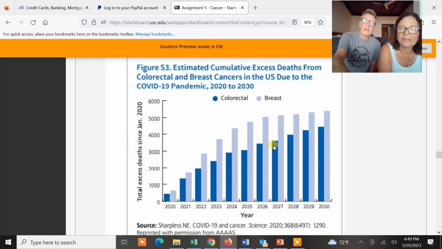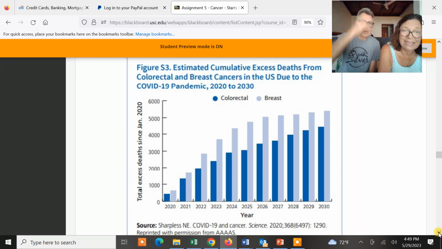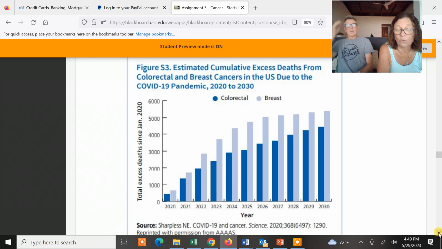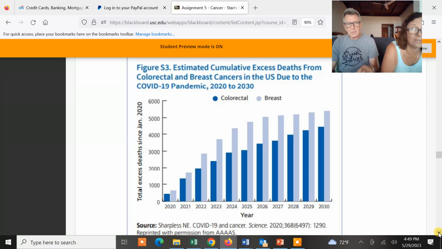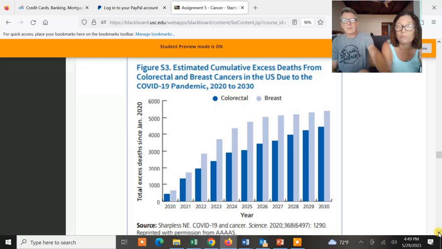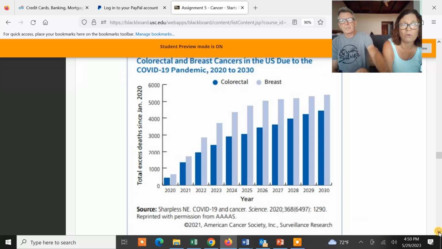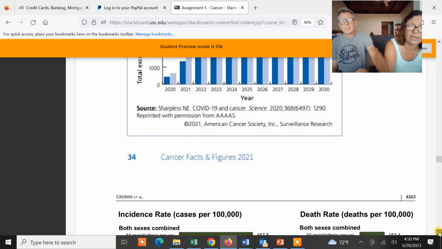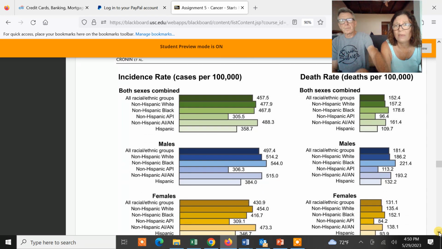This is a reiteration of that right here. What we're expecting to see, sadly, is an increase in excess deaths, so more deaths than we would normally see from colorectal and breast cancers in the US because people weren't getting screened. Typically, early detection is important with both colorectal and breast cancer. Early detection means more options for treatment, maybe better survival.